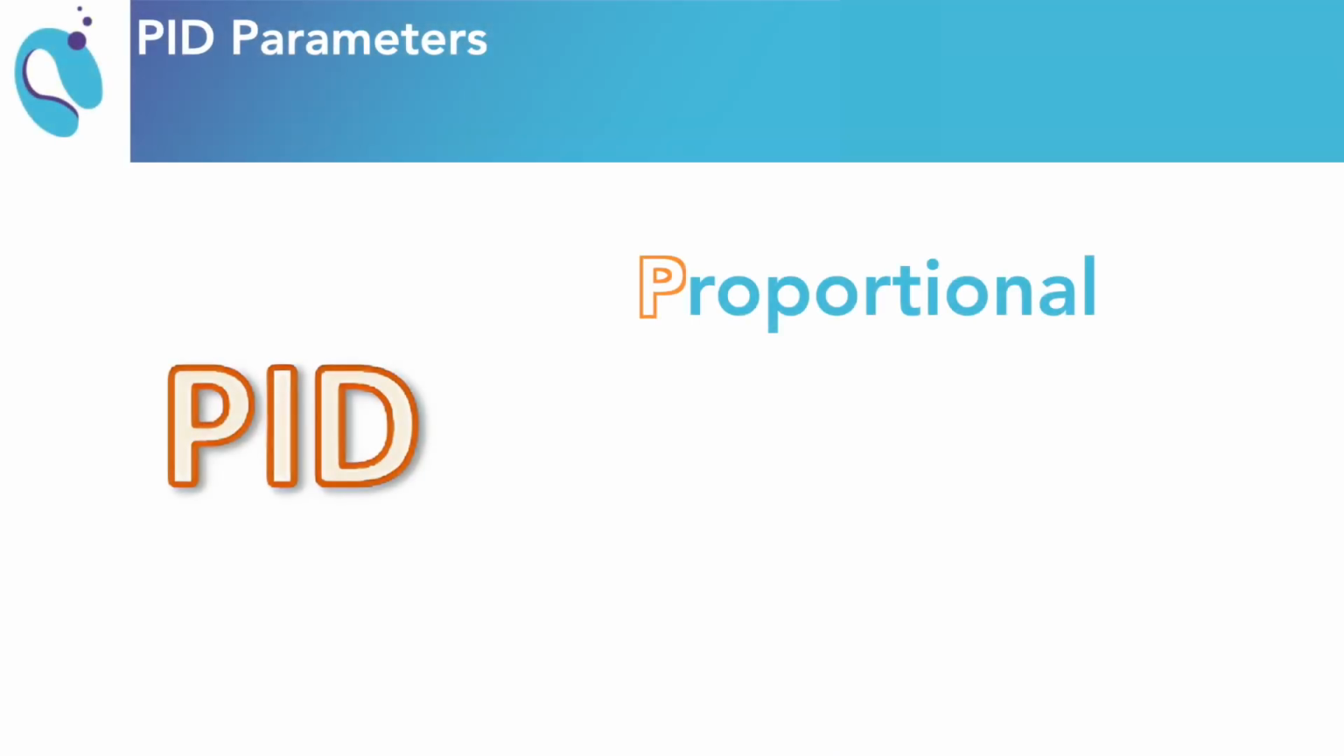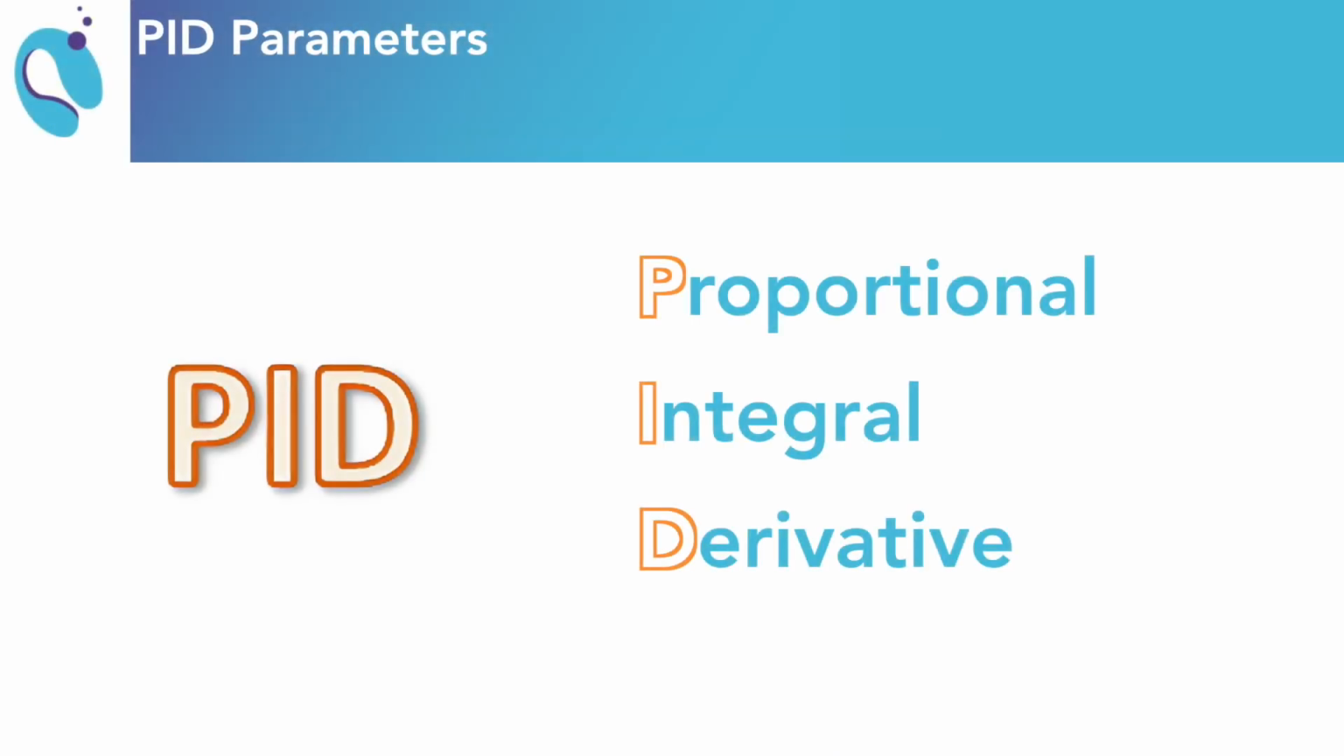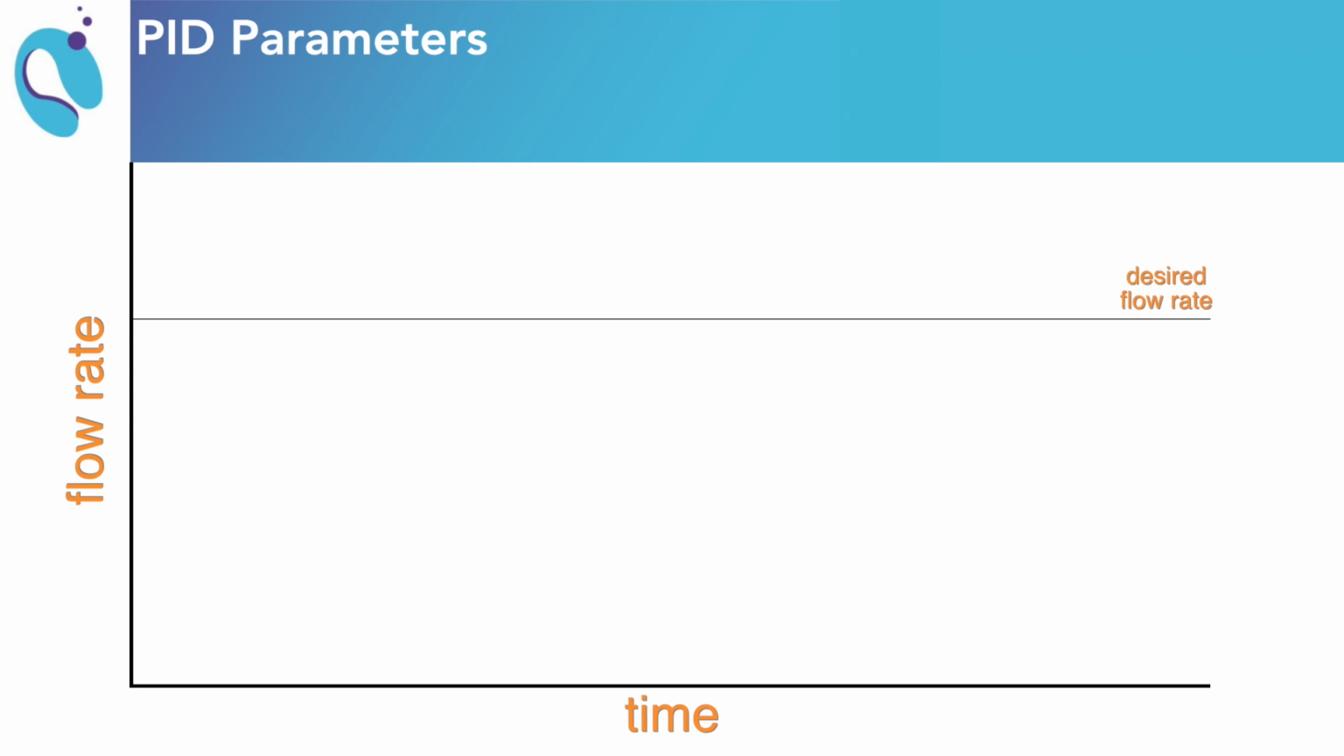PID stands for proportional, integral, and derivative. These are the three factors which will help us achieve our desired flow rate, quickly and accurately. When you set a desired flow rate and start running your pump, the proportional parameter finds how far the flow is from the desired rate and increases the flow rate proportionally.